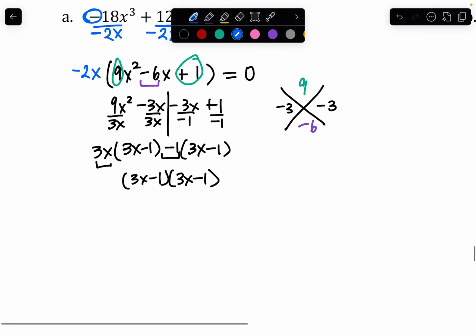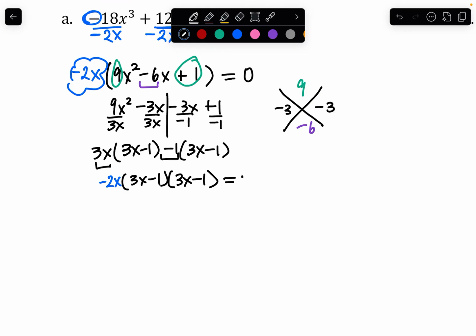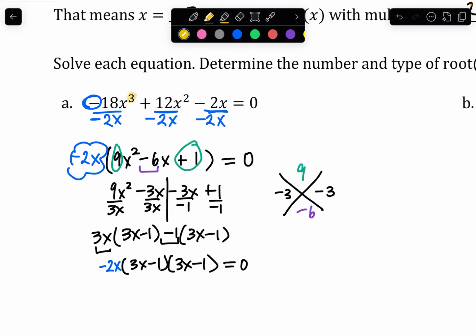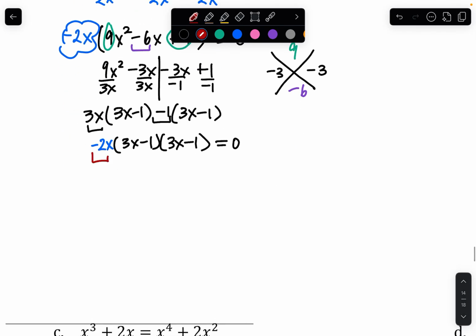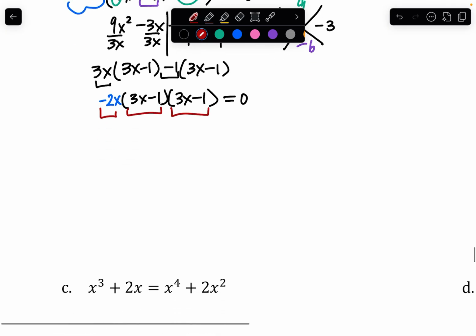Okay, and then don't forget about this GCF that we factored out from the very beginning. Okay, and so all of this is still equal to 0. And notice we were starting with a degree 3 polynomial, and so we're looking for 3 factors that will lead us to 3 solutions. Okay, and so my 3 factors is negative 2x, 3x minus 1, and 3x minus 1. That 3x minus 1 has a multiplicity of 2. And so when I set that factor equal to 0, I get 3x equals 1 or x equals 1/3.